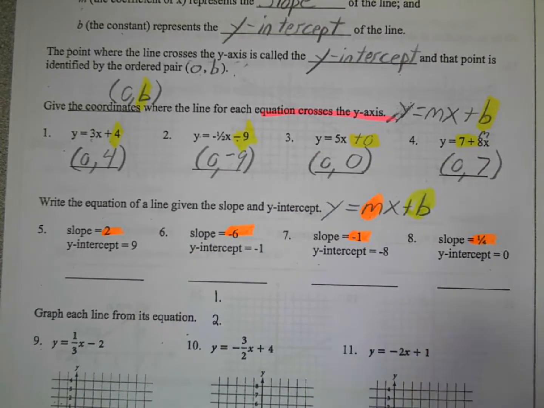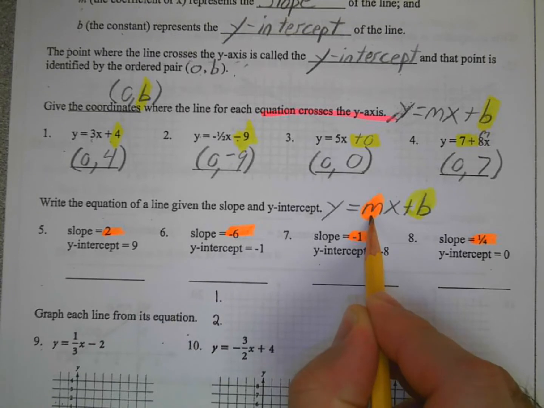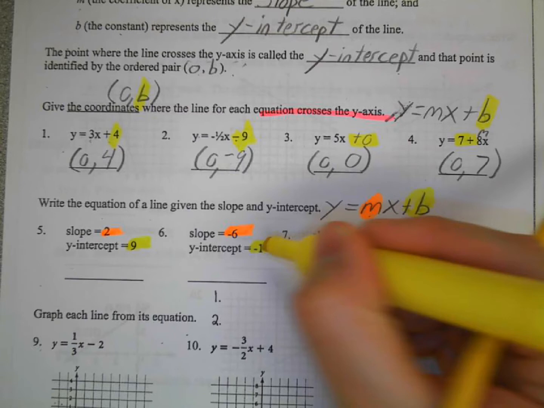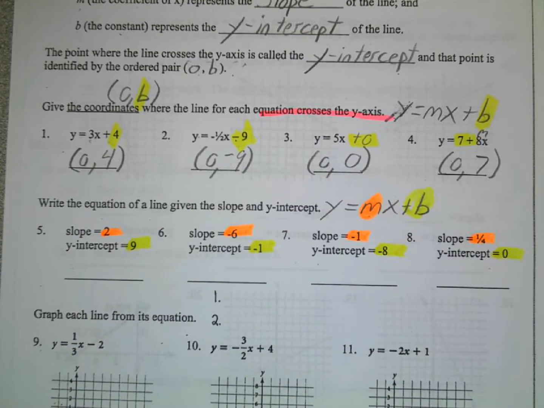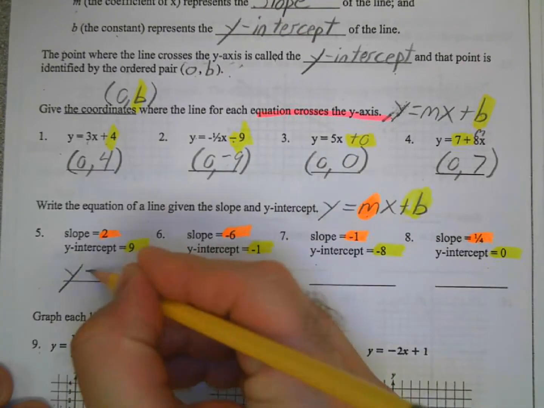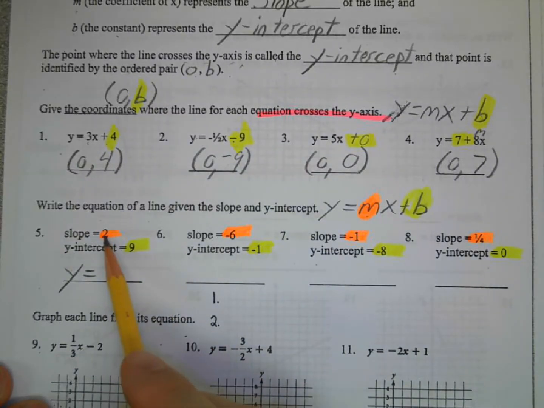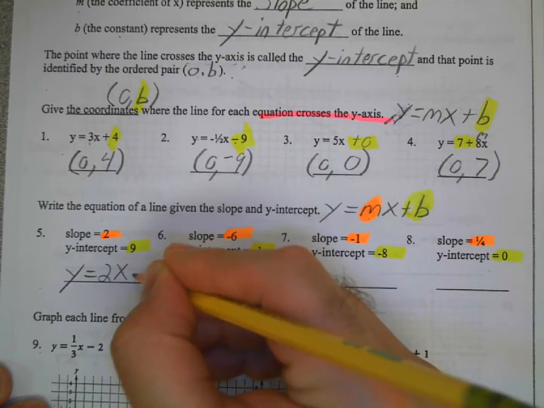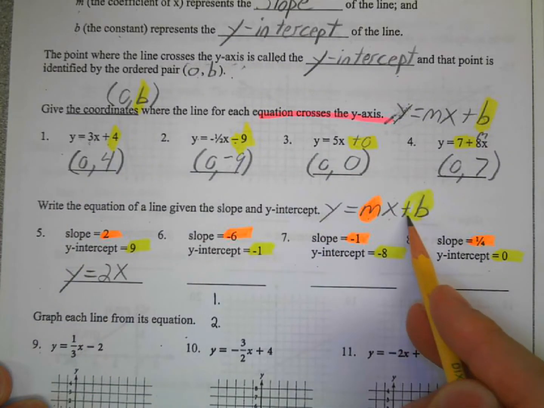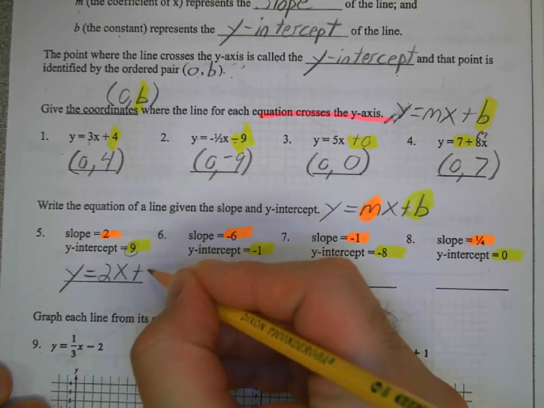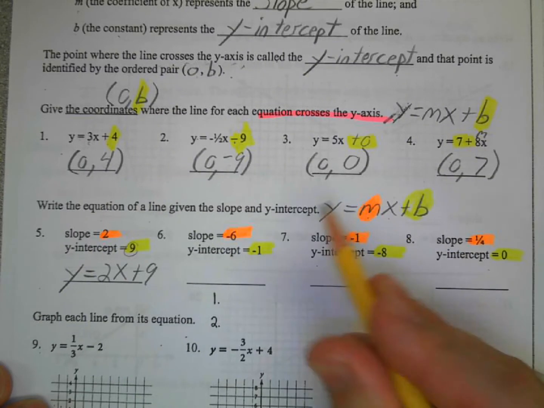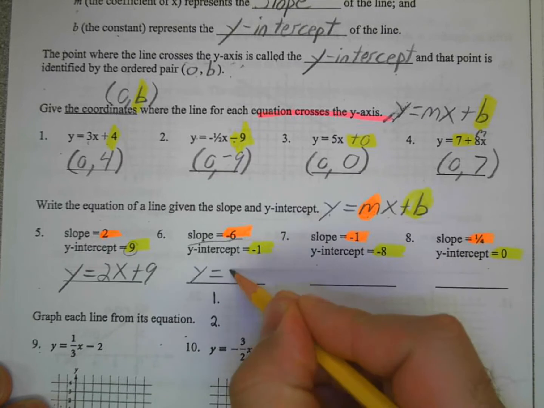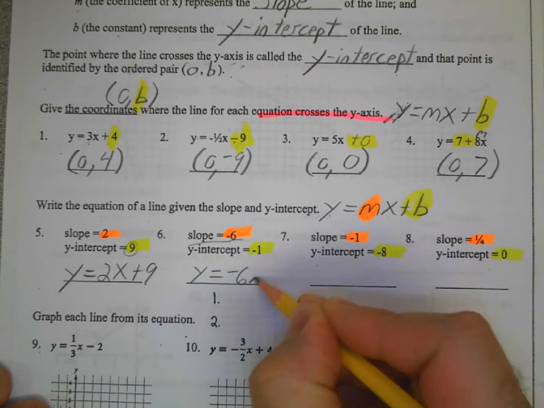Negative 6, negative 1, that's going to go in front of the x. The intercept is b, the number all by itself. That's going to go after. All right? So to write the equation, I have y equals my m times x, right? And what comes next? Plus b. So this is a positive 9, so plus 9. I got my y equals my slope is m, so that's negative 6, x comes next, plus b.